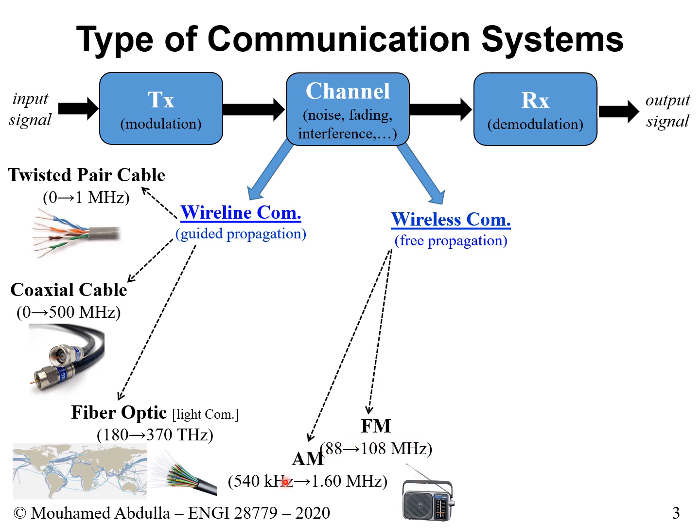So anyways, these ones operate between roughly 500 kilohertz up to 1.6 meg, and then the FM from 88 meg to 108 megahertz. So both of them are analog.